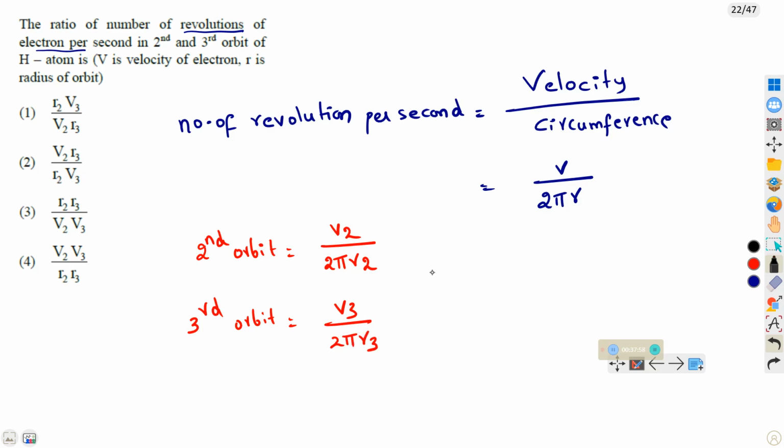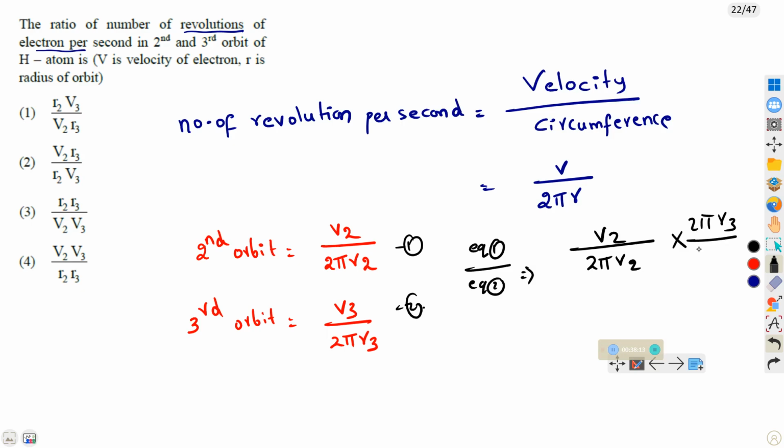Simplify now. Equation 1 by equation 2 is equals to v2 by 2 pi r2 into 2 pi r3 by v3. 2 pi cancel. v2 r3 by r2 v3. So v2 r3 by r2 v3. Second option correct.